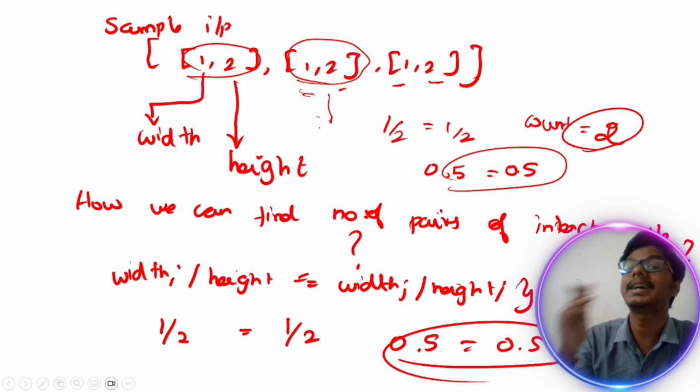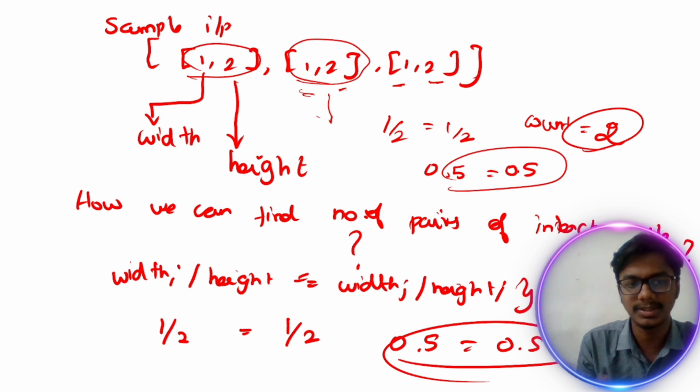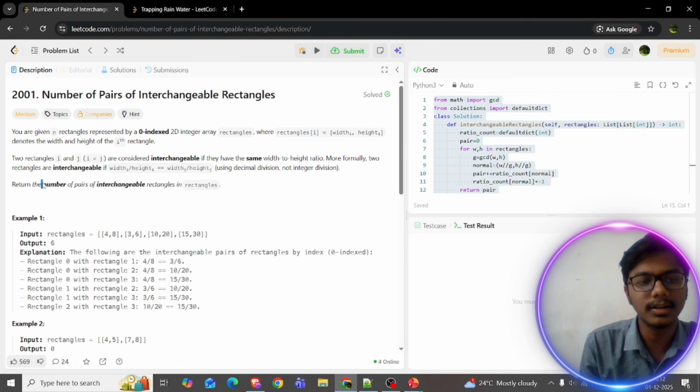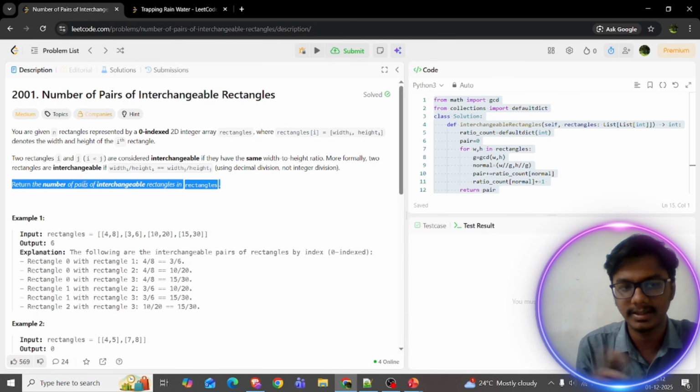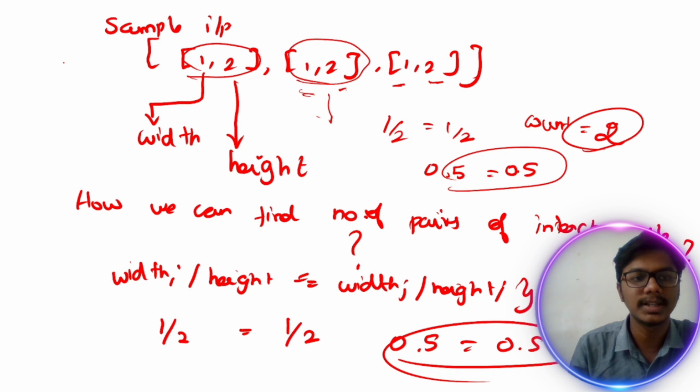Likewise, we want to find how many pairs are interchangeable. That's what we are going to do. We want to return the number of pairs of rectangles that are interchangeable in the rectangle list. So it is to be considered as a rectangle list.